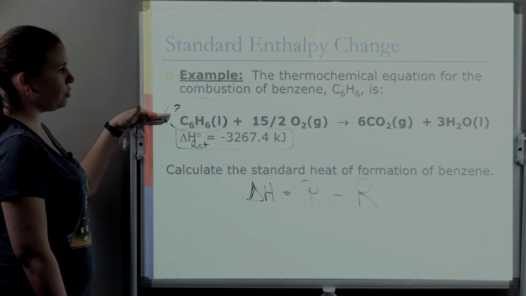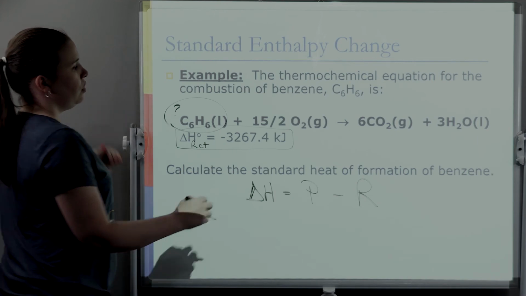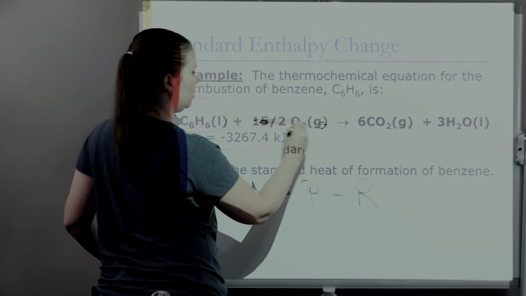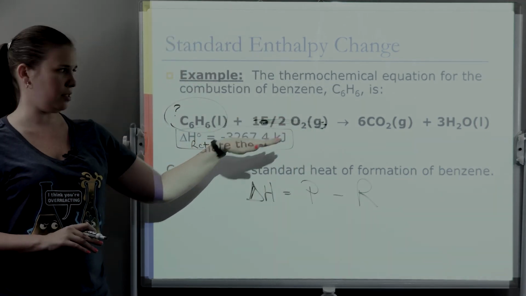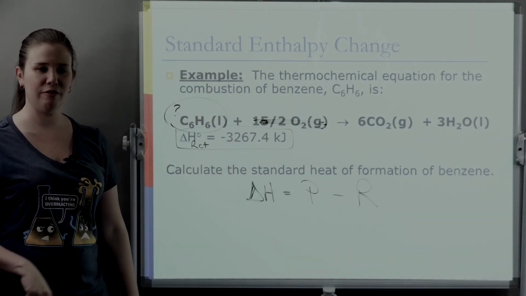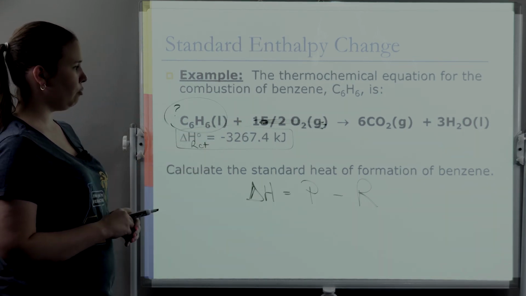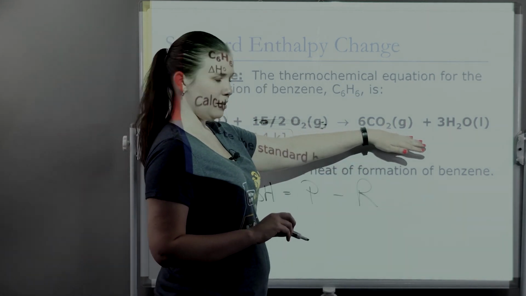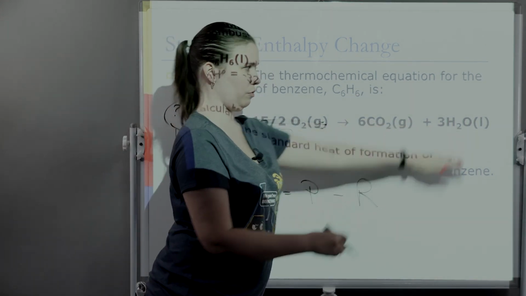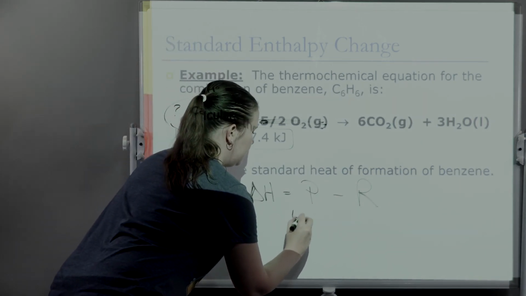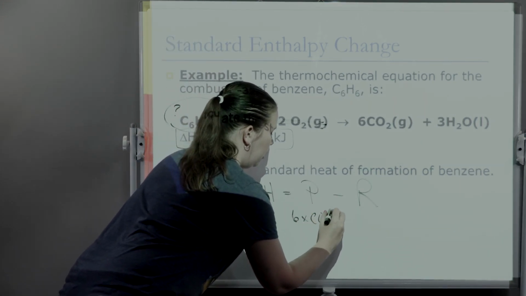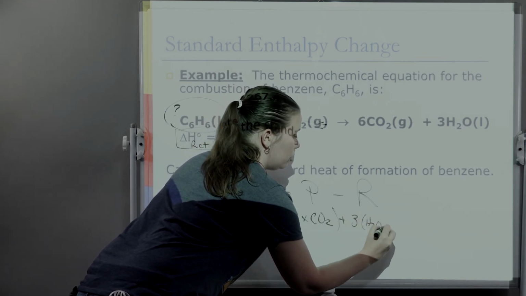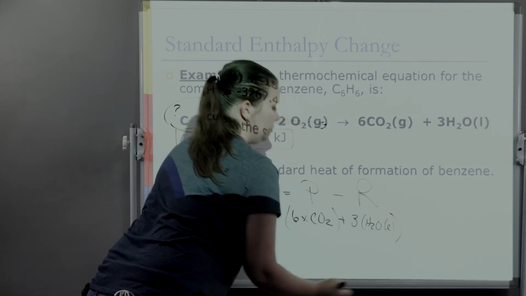Before I start looking up numbers, let's get rid of things that are 0. Oxygen gas already exists naturally. That's going to be 0. And so let's go ahead and cross that out, which is good. Now we don't have to worry about that 15 halves or 7.5 moles of oxygen. What I do want to look up is my carbon dioxide's heat of formation and my water's heat of formation. So I'm going to do 6 times the number for the CO2, and I'm going to do 3 times the number for the H2O. Watch the phase there, liquid H2O.